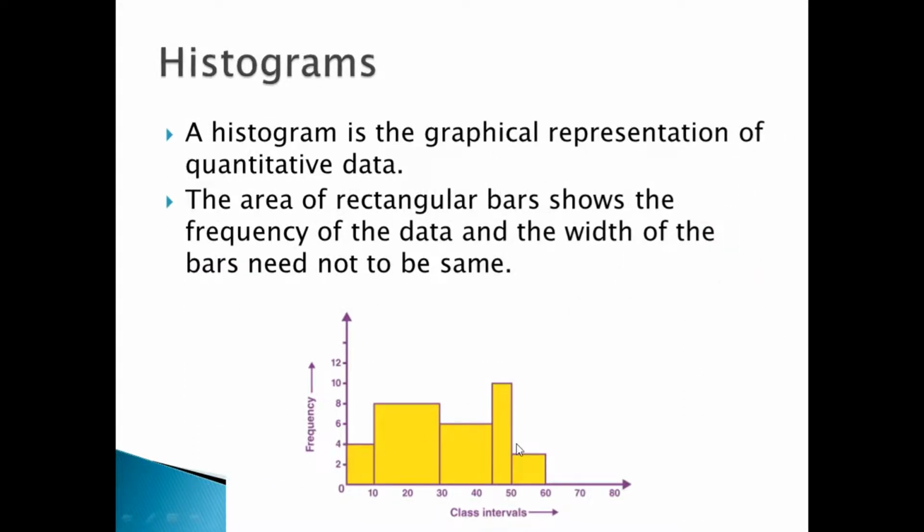The next one is histogram. Now, what happens in a histogram is I include some class intervals here, and then if I want to show the frequency, see 10 appears 4 times, and then the range, the data from 10 to 30 appears 8 times, the data from 30 to 45 appears 6 times. So this helps me to understand the distribution of quantitative data.